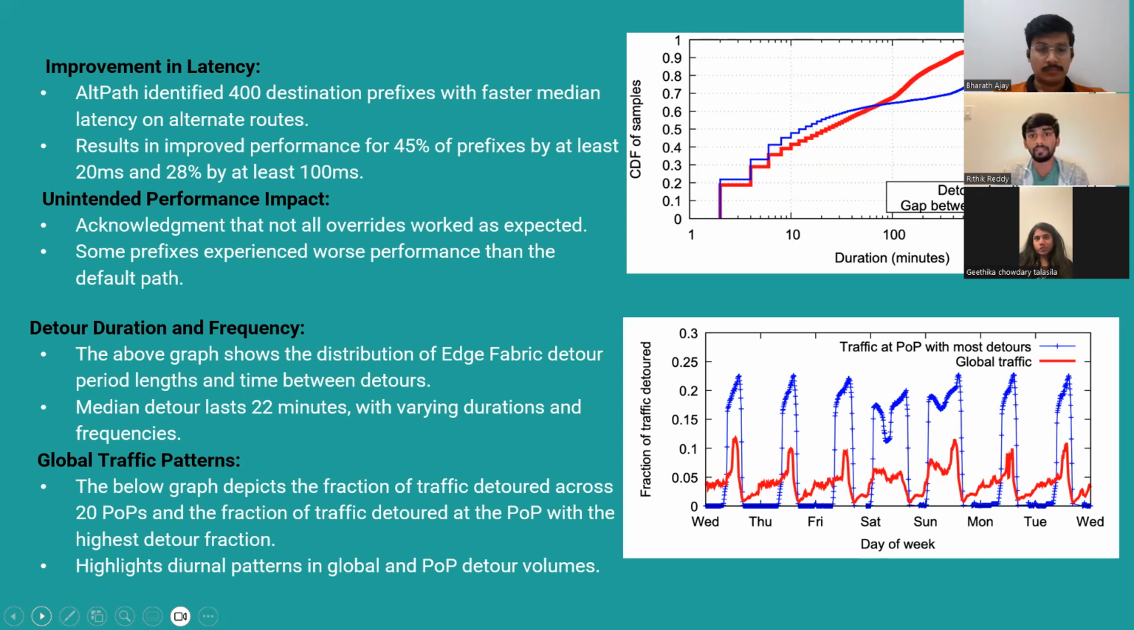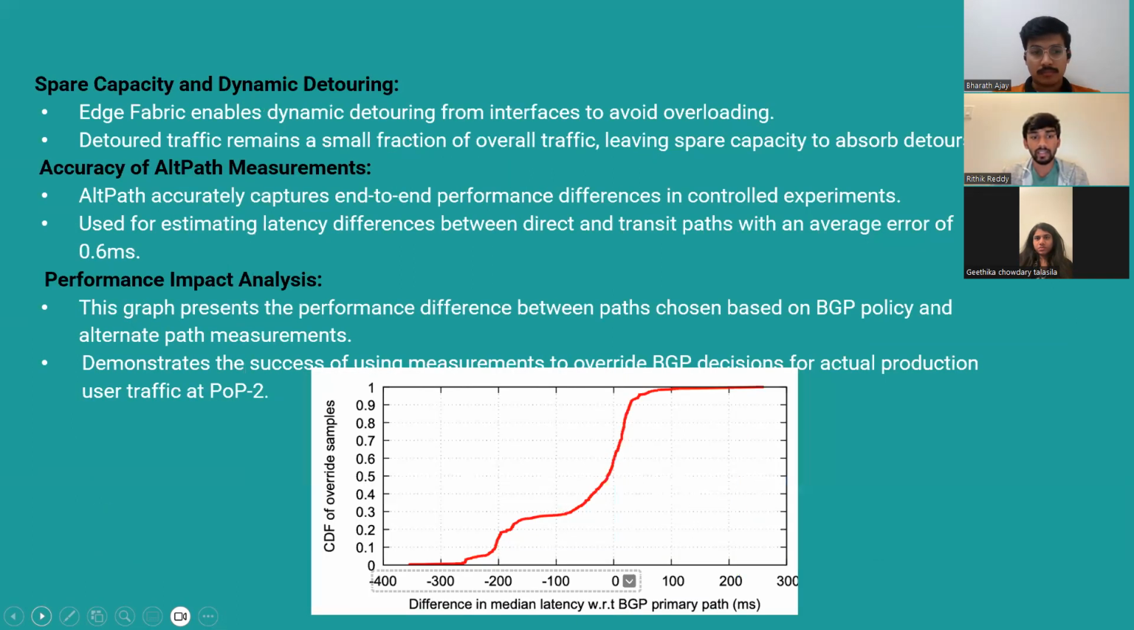And the graph below deals with the fraction of traffic detoured by Edge Fabric across 20 POPs, and the POPs with the largest fraction detoured. It also displays two lines, one red and one blue. The red line deals with global traffic, and the blue line deals with traffic at the POP with the most detours. The global traffic pattern depicts the fraction of traffic detoured across 20 POPs and the fraction of detours at the POPs with the highest detour fraction. And next slide.